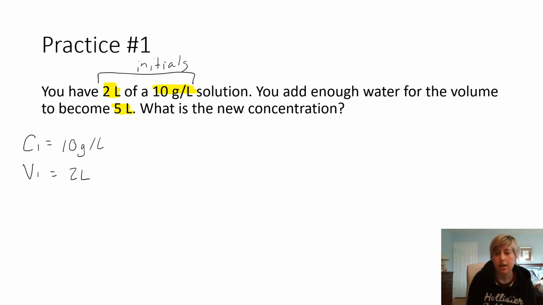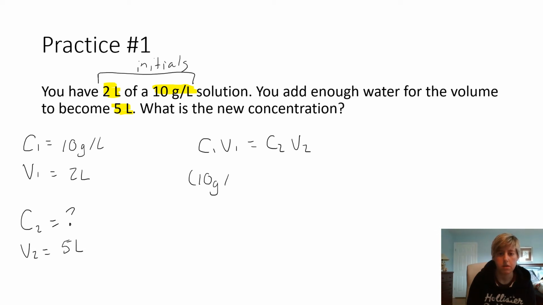Now, it says you add enough water for the volume to become 5 liters. So this is our V2, 5 liters. We do not know what our C2 is, so that's why I have a question mark. So our equation is going to become C1 times V1 equals C2 times V2. So 10 grams per liter times 2 liters equals C2 times 5 liters.